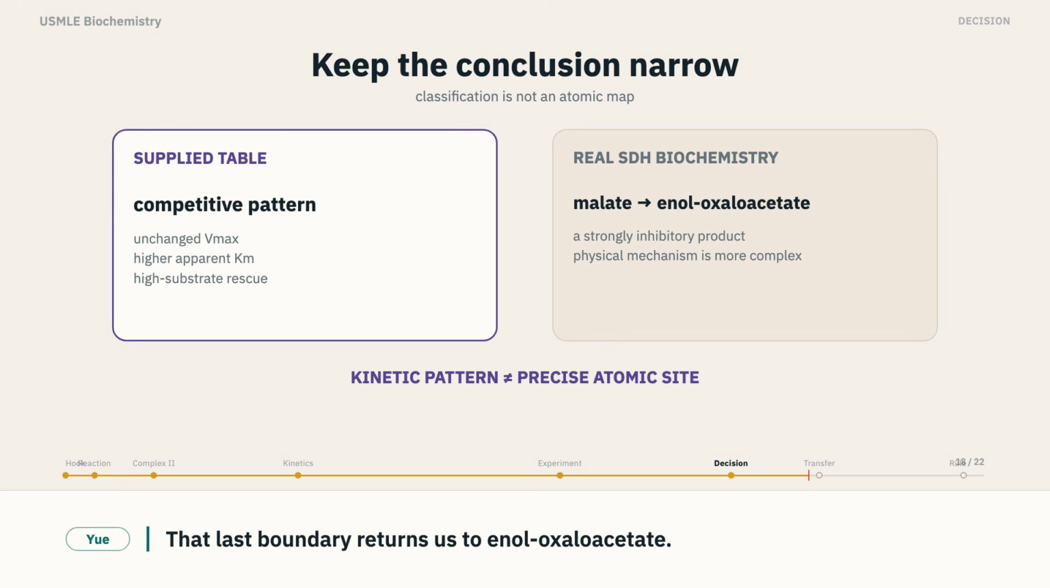That last boundary returns us to enol oxaloacetate. SDH can oxidize malate to enol oxaloacetate, which can inhibit the enzyme. That real biochemistry does not erase the pattern in the supplied table. It tells us not to turn a kinetic label into a complete structural story.